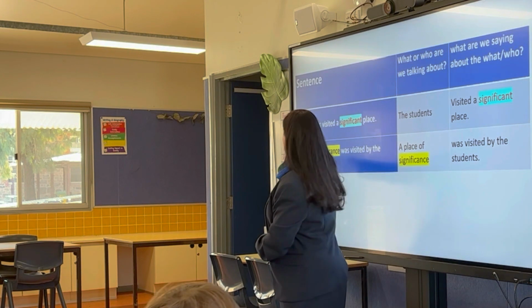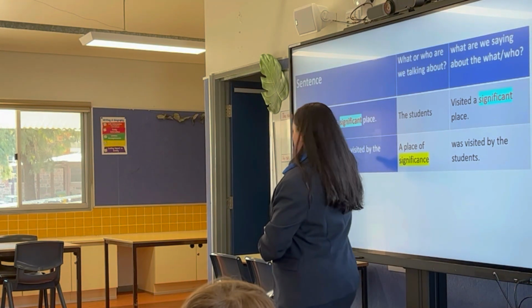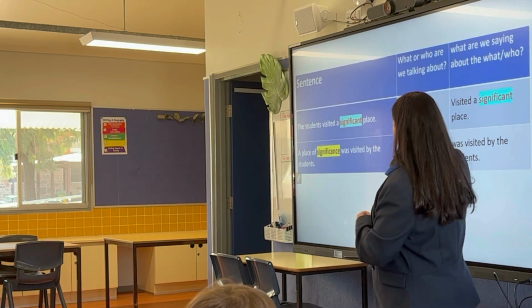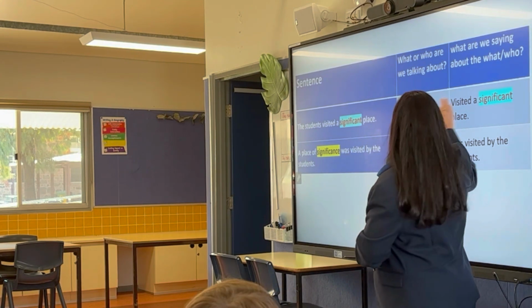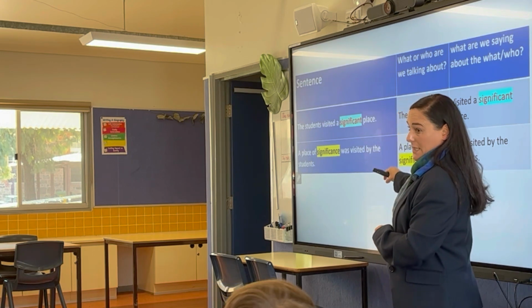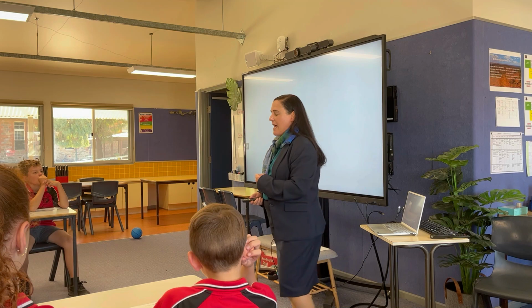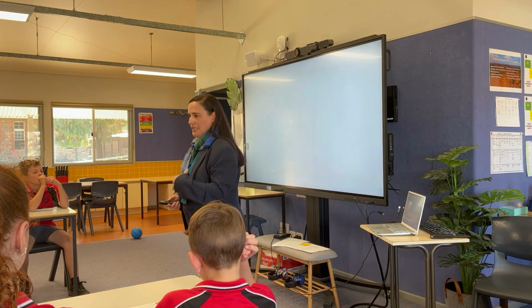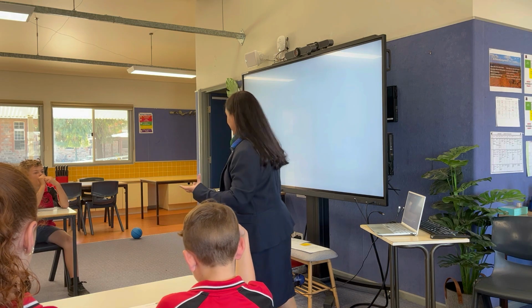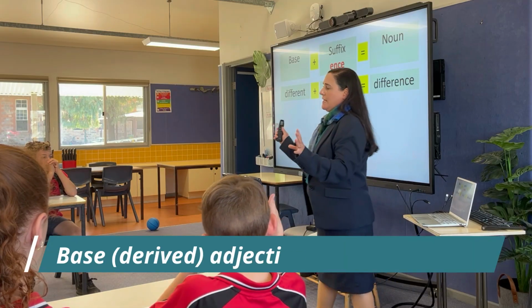Let's read this sentence. A place of significance was visited by the students. So now I have the word significance, not significant. And can you see it's in the first part of my sentence? The challenge really is, how do I spell these words like significance and what was the other word? Difference. We need to follow a special generalization.